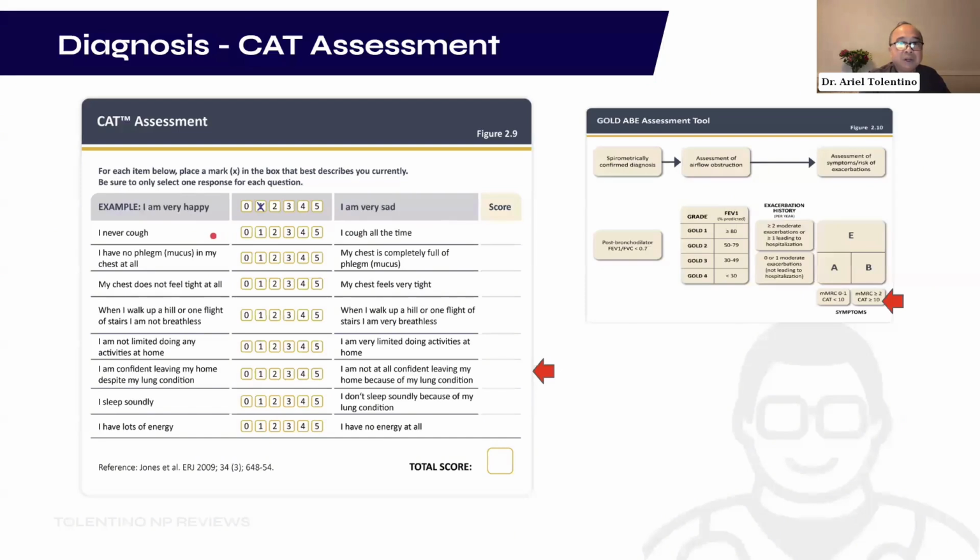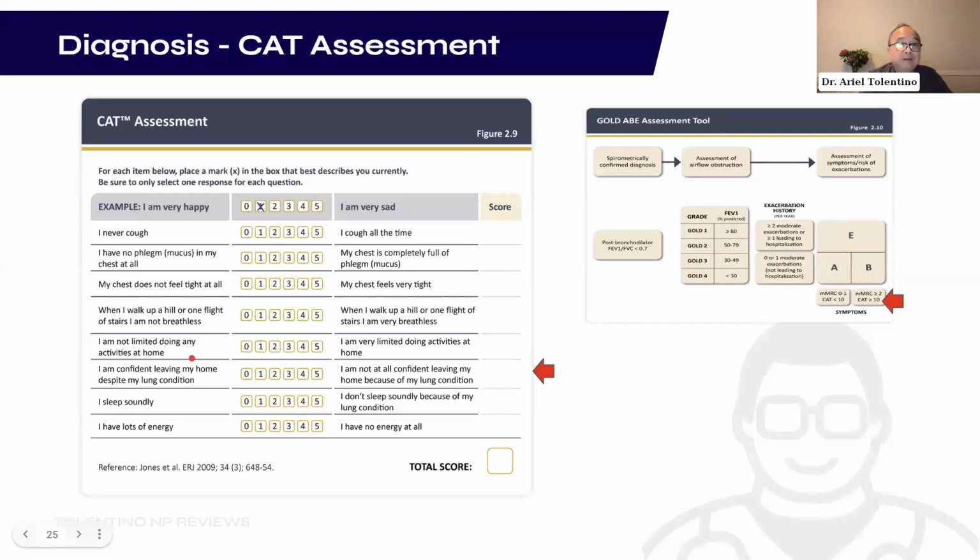Those 8 determinants are, first, cough frequency. The second is the presence of mucus in the chest. The third is chest tightness. The fourth is being breathless when walking up a hill or a flight of stairs. The fifth is limitations in home activities. The sixth is confidence of leaving the home despite the lung condition. The seventh is sleep quality. And the last, the eighth, is energy levels. So those are the determinants.